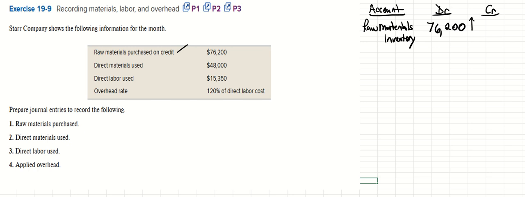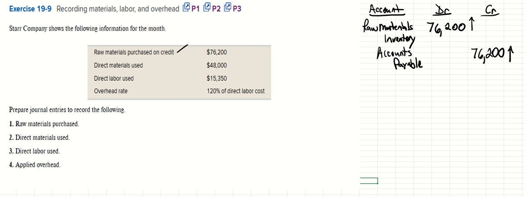And it lets us know that the materials were purchased on credit, which means that the other account that is affected is going to be accounts payable. And that's our liability account. So we're going to credit that account for $76,200. And that's also increasing the balance in that liability account. So that's number 1.